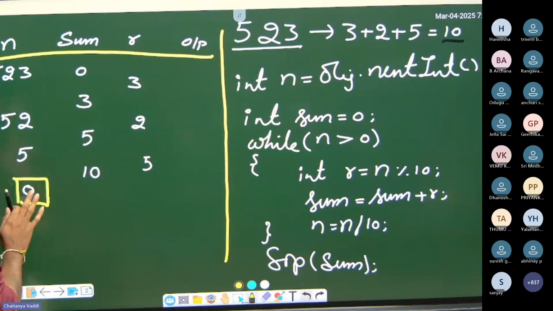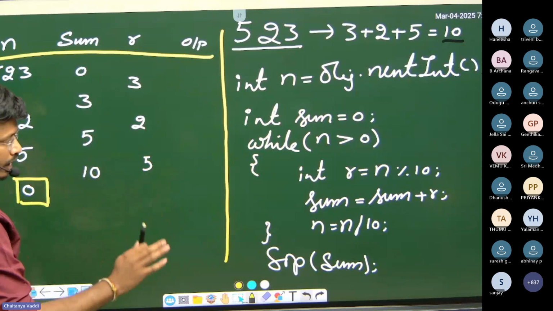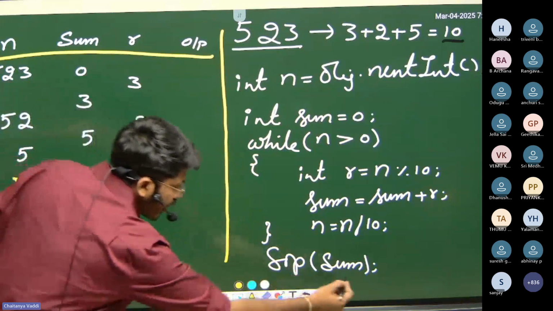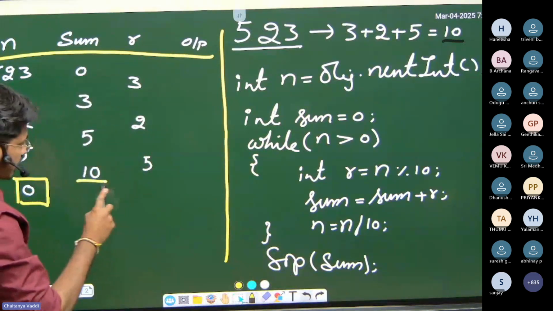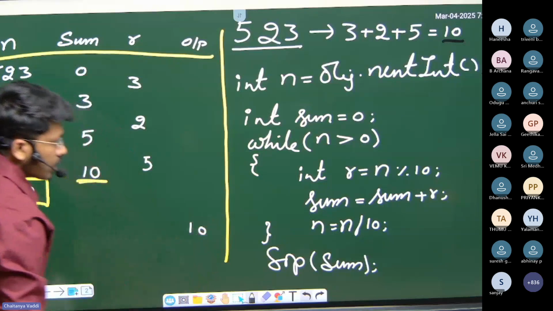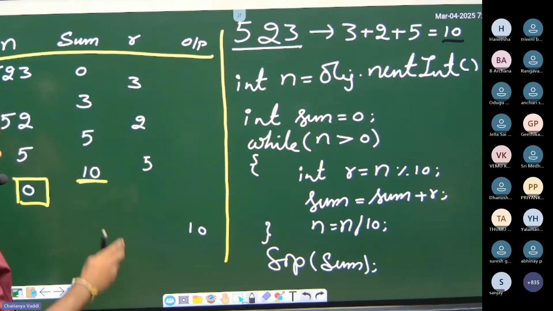So here the loop will break. It comes out of the loop, and then SOP sum. Sum value is 10. So it prints 10 as output. Okay, this is the first question.